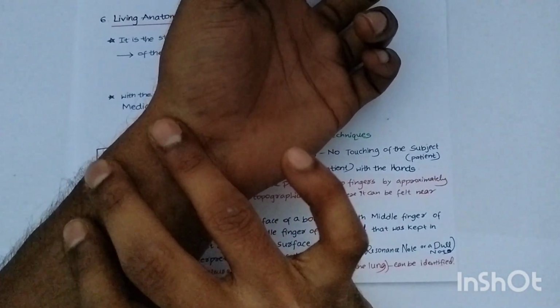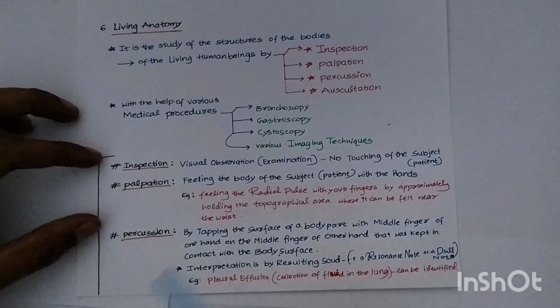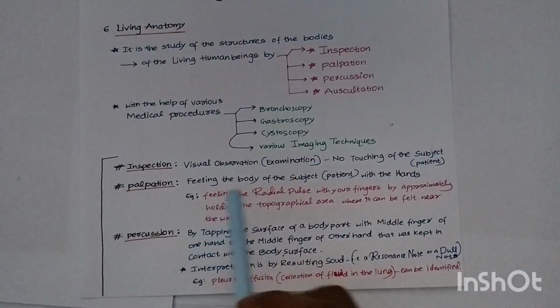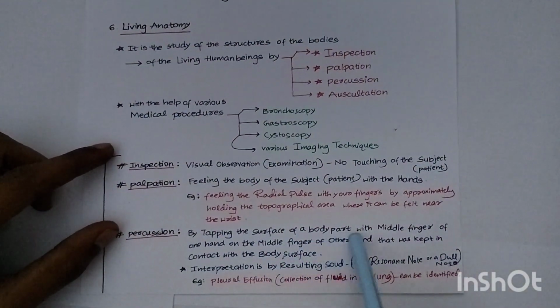You will be holding it like this, and you will feel the radial pulse. So this is the way. So it's a palpation. For example, I have shown the example. Palpation can be many types. Okay. So percussion, by tapping the surface of the body part with the middle finger.